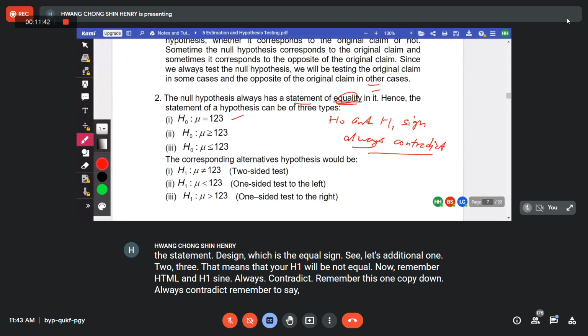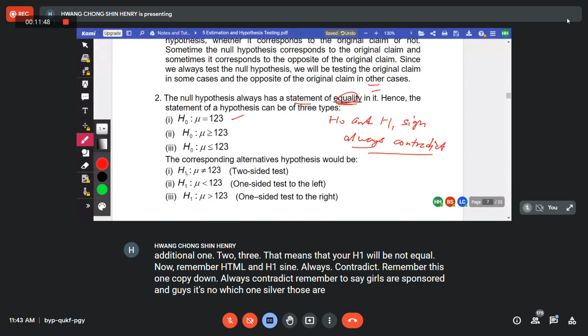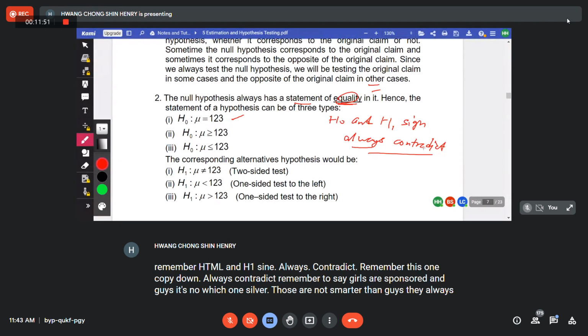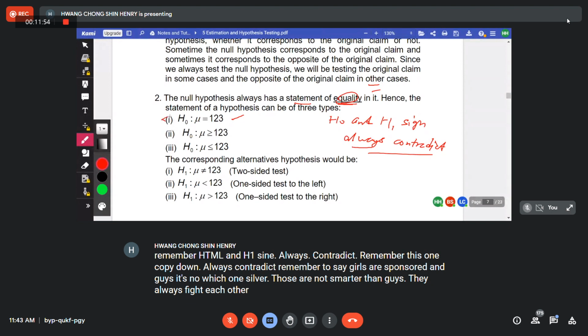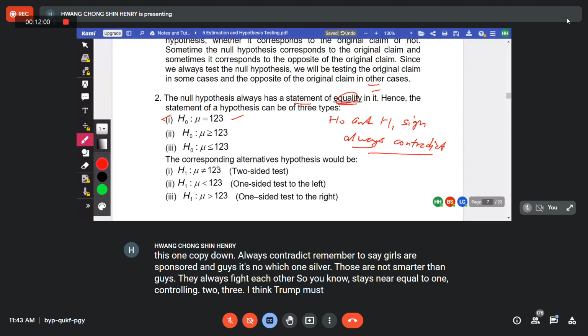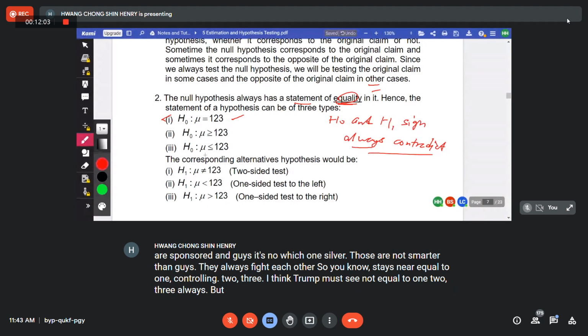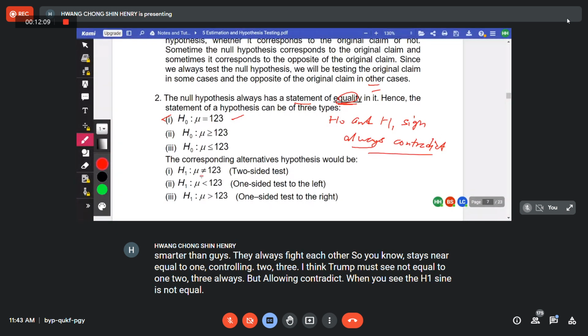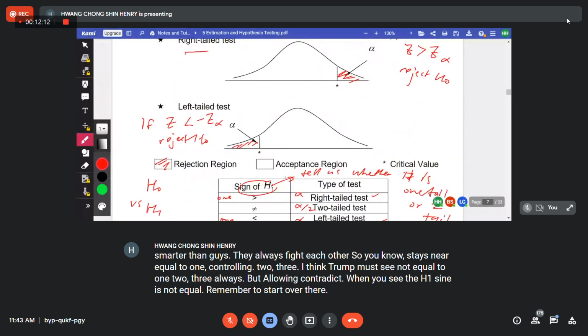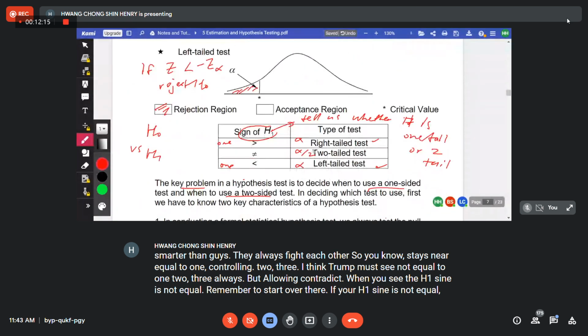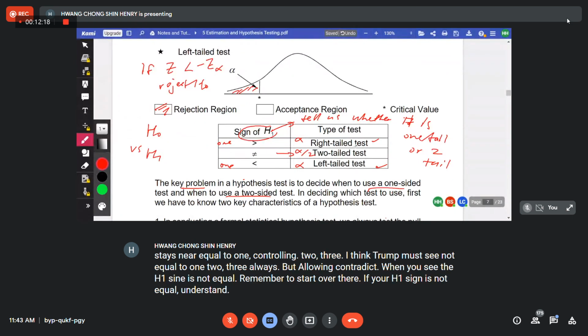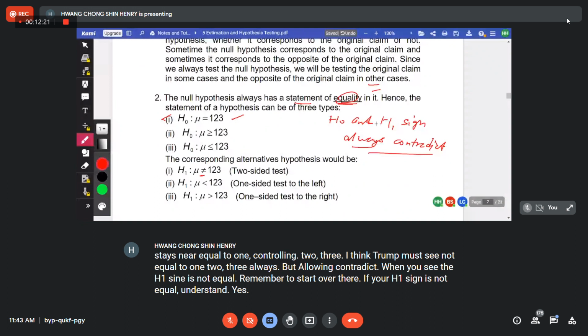Just like I say, girls are smarter than guys is H0, then H1 says girls are not smarter than guys. They always fight each other, contradict. So if H0 says mu equal to 123, then H1 must say not equal to 123. When you see the H1 sign is not equal, remember what I said: it is two tail, so alpha has to be divided by 2. Write down here to remind yourself: two tail, alpha divided by 2.